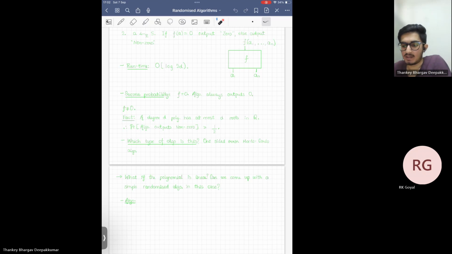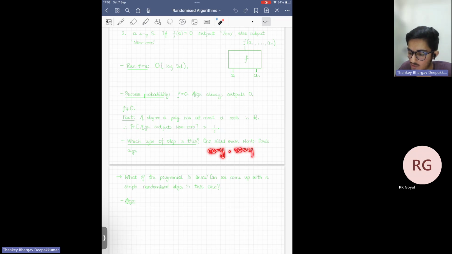But then we saw that even polynomials of degree 1, for example x minus y, in more than one variable can have infinitely many roots, right? For example, the entire line x equals y is the zero of this polynomial. So today we'll give a randomized polynomial time algorithm for PIT for general multivariate polynomials.